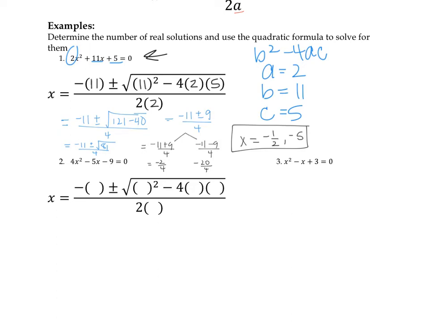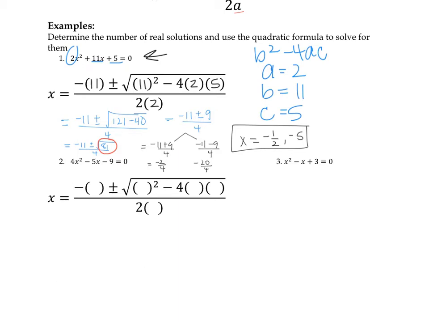Now, if we look at our discriminant, again, that discriminant is the number underneath my square root. My square root was the square root of 81. That is a positive number, which means I can take the square root of that. That means my solutions are going to be real, and I'm going to have two of them.